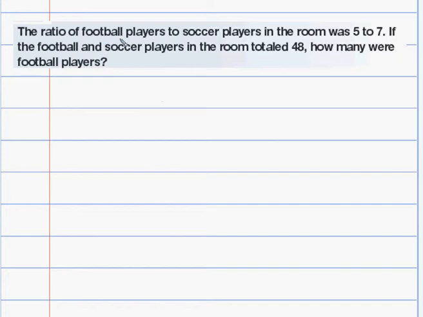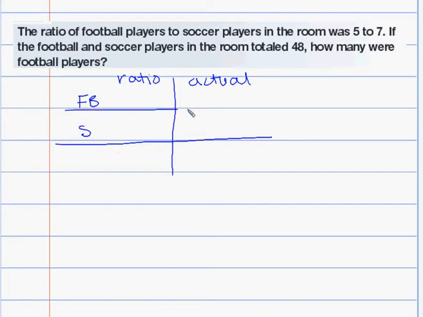The ratio of football players to soccer players. Okay, so I know I'm going to have football players and soccer players. And I'm going to have a ratio because they said ratio. And I'm going to have an actual column. Now, not always will you need total rows. Sometimes you will, sometimes you won't. Just depends on what information they give you or ask you for.